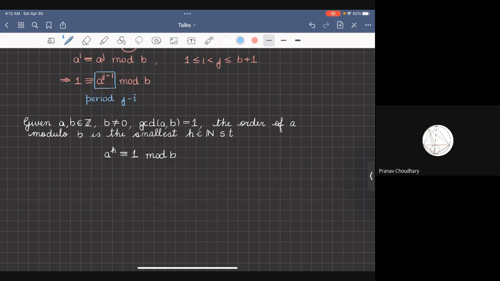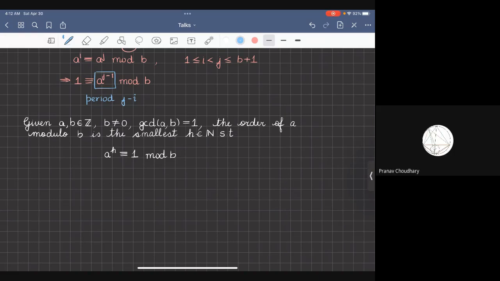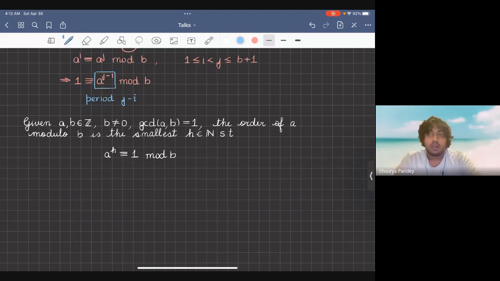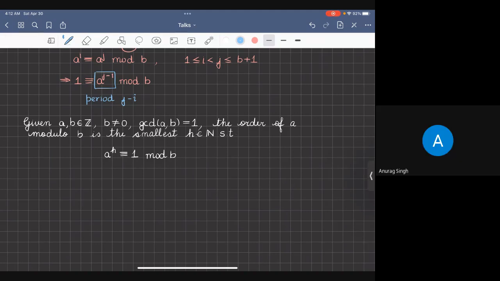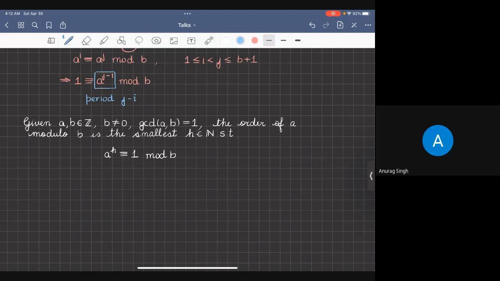Orders are multiples of phi of b. Factor, you mean? It should be a multiple. No, I mean, they can be the factors. Could you say that once more? They can be the factors of phi of b. Yes, in fact, h is always a factor of phi of b. It's not a multiple of phi of b. But this works only for a greater than 1.